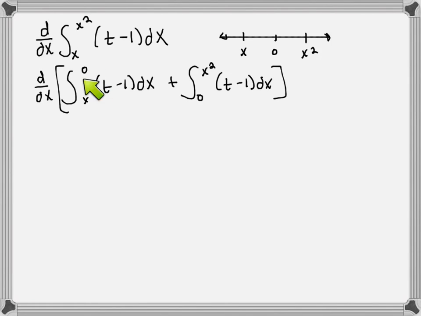So on the first integral, my lower bound is not a constant, but my upper bound is. So I'm going to use the properties of integrals. That means that I can switch the upper and lower bound as long as I make it into a negative.